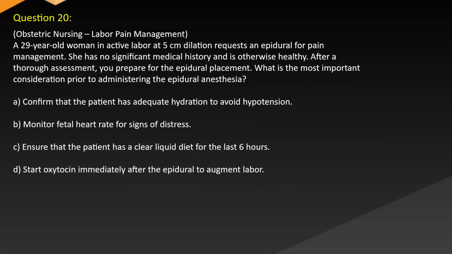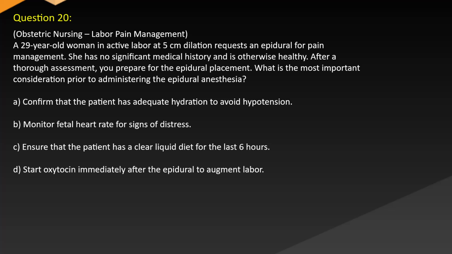Question 20. Obstetric nursing. Labor pain management. A 29-year-old woman in active labor at 5 centimeters dilation requests an epidural for pain management. She has no significant medical history and is otherwise healthy. After thorough assessment, you prepare for the epidural placement. What is the most important consideration prior to administering the epidural anesthesia?